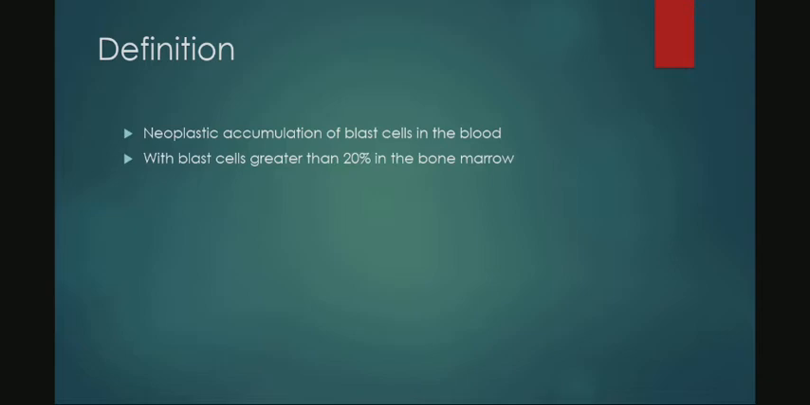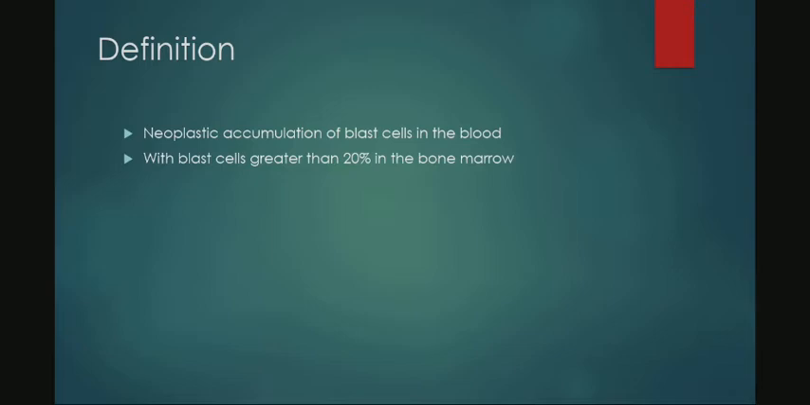The erythroblast will give rise to erythrocytes. The myeloblast will give rise to granulocytes: neutrophils, eosinophils, and basophils. The monoblast will give rise to monocytes. The megakaryoblast will give rise to thrombocytes, the platelets.